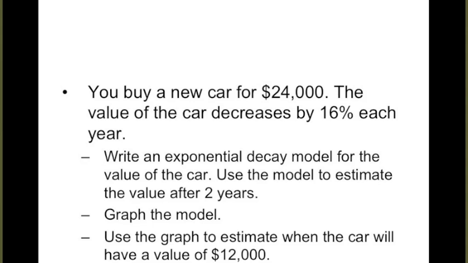You buy a new car for $24,000. The value of the car decreases by 16% each year. That's actually kind of a moderate assumption. I think most cars decrease more quickly than that. So we're going to use A(1 - R)^T since we're decreasing our value here. We're going to use our subtraction, or our decay.